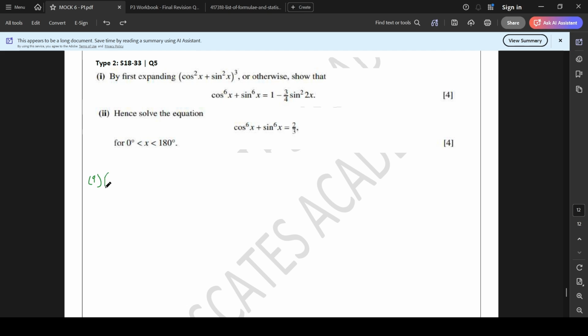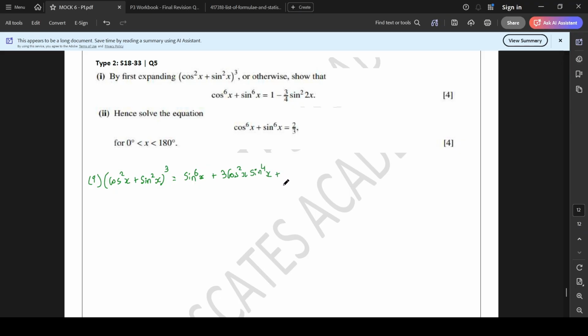So let me start by writing (cos square x plus sine square x) the whole cube. Now, how can you expand it? There are multiple ways in which you would like to expand it. I would like to expand this using the binomial formula that you have learned in your AS level. So 3c0 is 1, sine square x to the power of 0 is 1, sine square x cubed is sine to the power of 6x. Then the next term will be 3c1 is 3, then cos square x to the power of 1 is cos square x, and then sine square x to the power of 3 minus 1, which is 2. So it will be sine to the power of 4x.